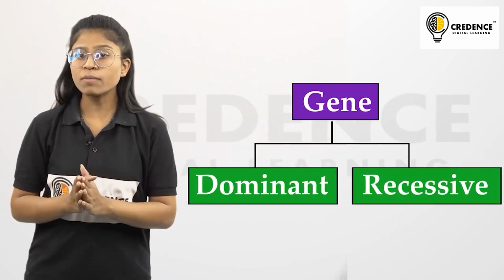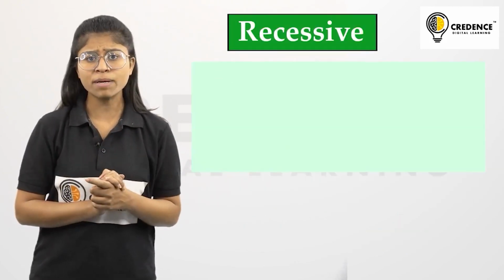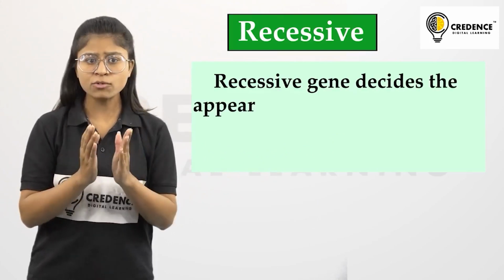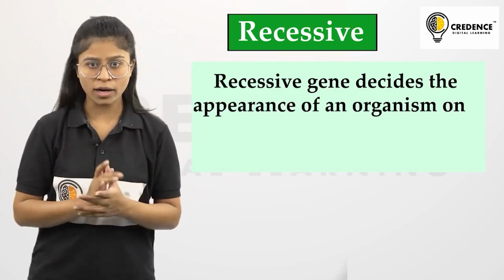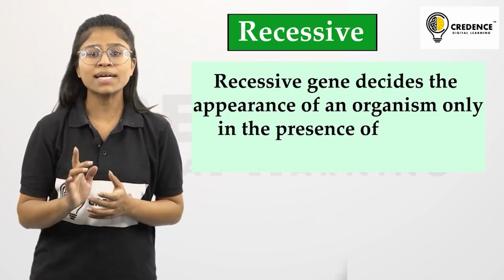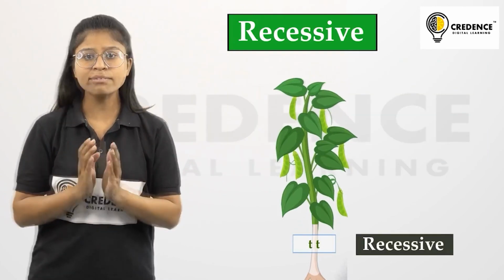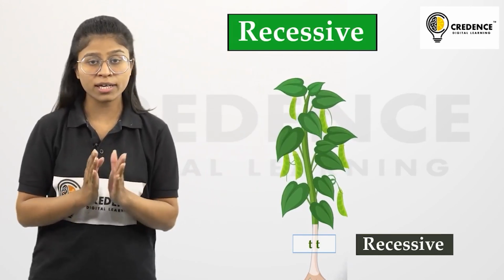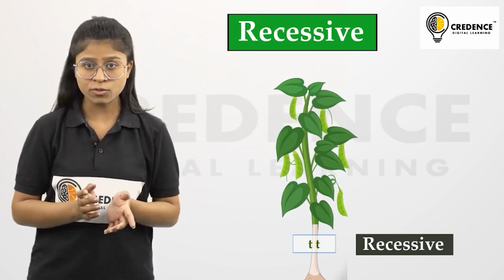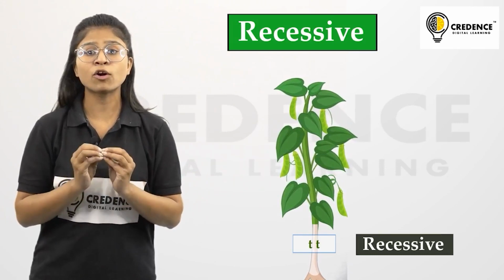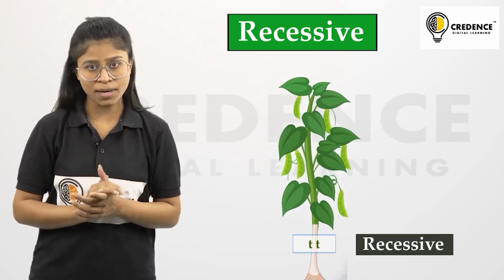Then, if I talk about the recessive gene, में भी सेम चीज होगी, that the recessive gene decides the appearance of the organism only in the presence of another identical gene. यहाँ पर recessive gene में जो भी appearance आपको दिखेगा organism में with the help of an alternative gene, but it will be with the help of the same gene present in that plant.